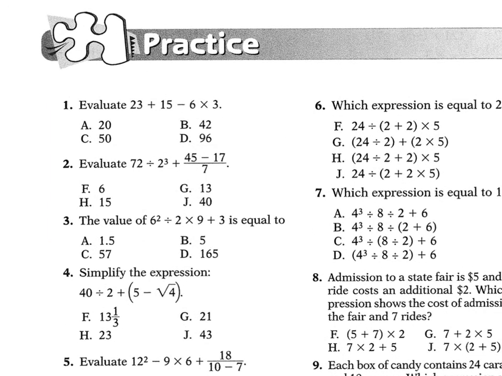For our practice number 1, it says to evaluate 23 plus 15 minus 6 times 3. So we're going to do this 6 times 3 first. So that's going to be 23 plus 15 minus 18.